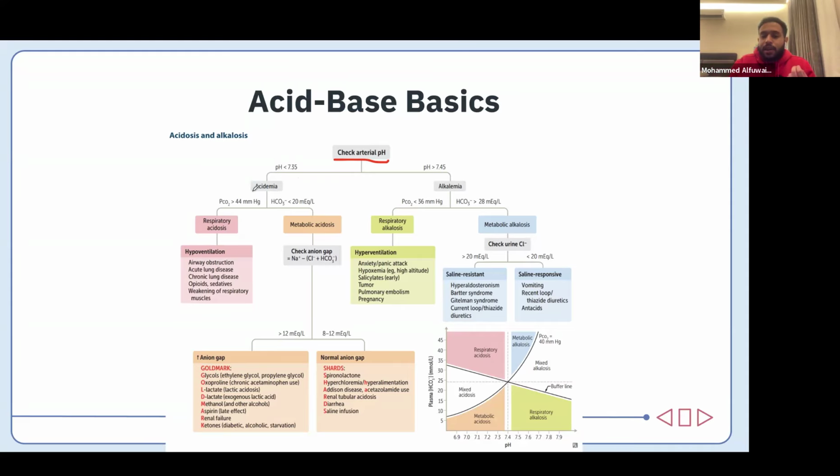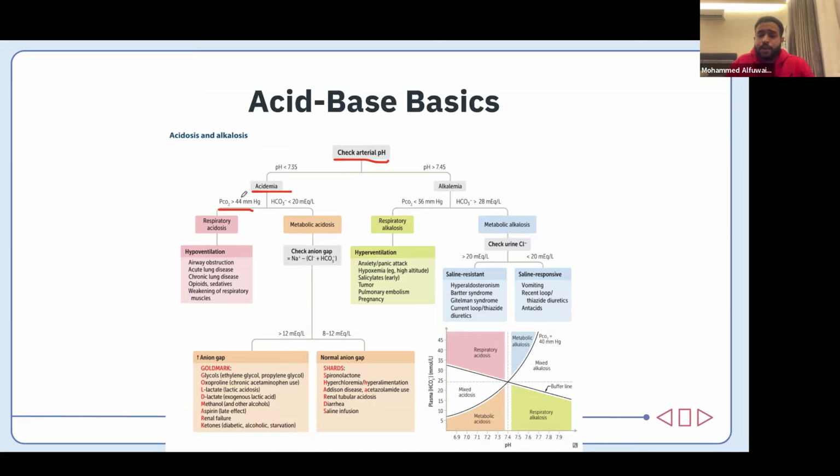Now, the next thing after you establish this, okay, I can see that the pH is 7.3. Acidosis, yes. Now I want to see what type of acidosis they have. If they have an elevated PCO2, carbon dioxide, which is normally 35 to 45, if it's above 45, this is respiratory acidosis. Easy. There are high amounts of carbon dioxide in the body, hypercapnia, causing respiratory acidosis.